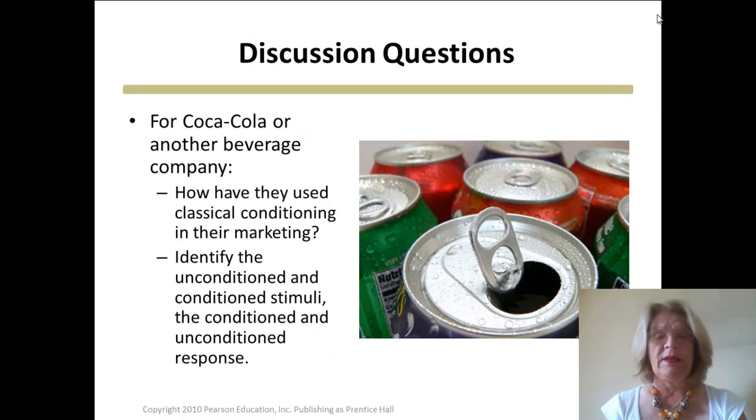Think about the advertisements for Coca-Cola and other beverage companies. What kind of conditioned marketing do they use? What is the conditioned or unconditioned stimulus? Isn't that smiling people and music, fun?